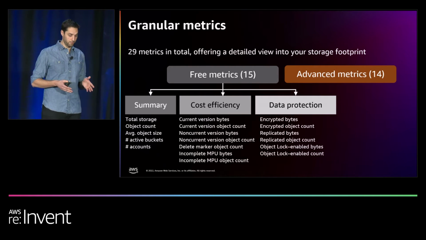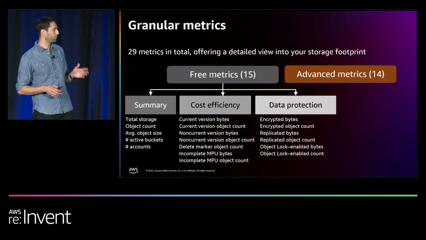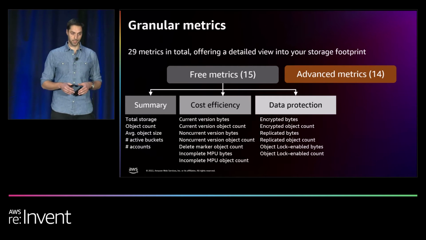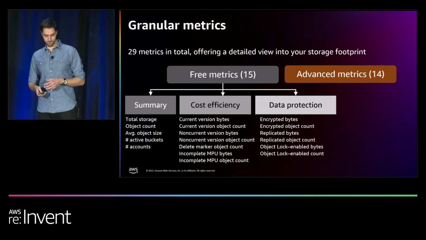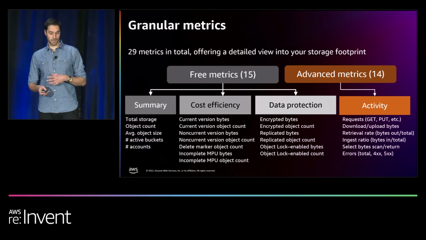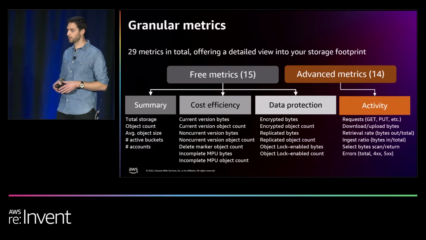Data protection metrics help you to identify opportunities to follow S3 best practices for data protection, for example, enabling encryption or replication. And lastly, activity metrics to identify your hottest buckets or abandoned workloads.